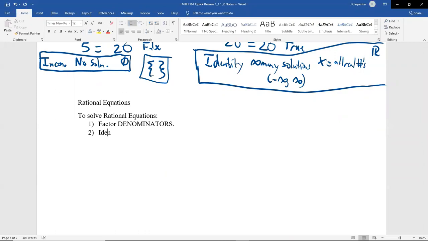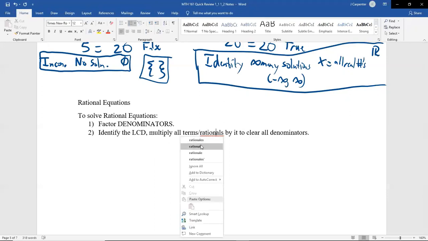So identify the LCD, and then multiply all terms, rationals, by it. Clear all denominators. So steps 1 and 2 are the same goal.